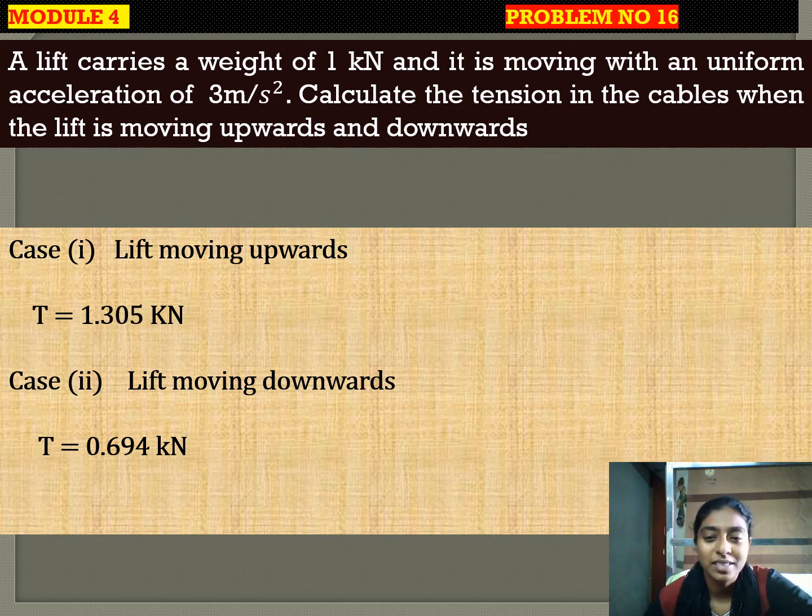There are two cases, so two free body diagrams, two conditions. For the first case, draw a free body diagram and find the tension in the cable required when the lift is moving upwards. Your tension will be equal to 1.305 kilonewton. For the second case, again draw the free body diagram and solve the equations. We get, for the downward motion, the tension equal to 0.694 kilonewton.